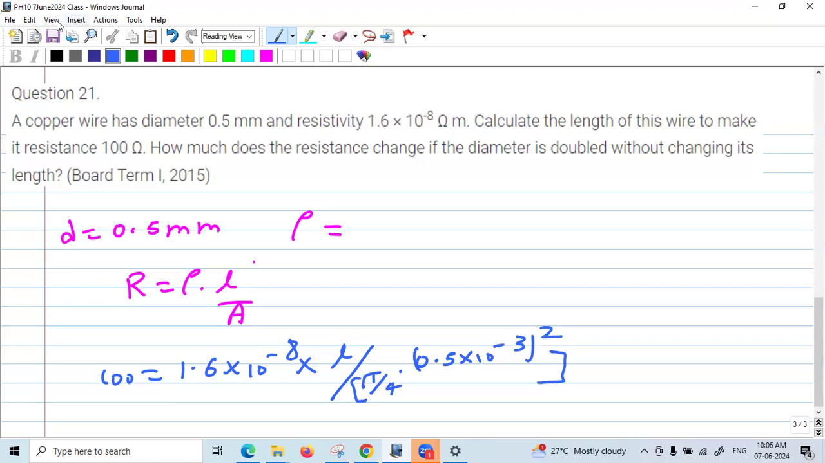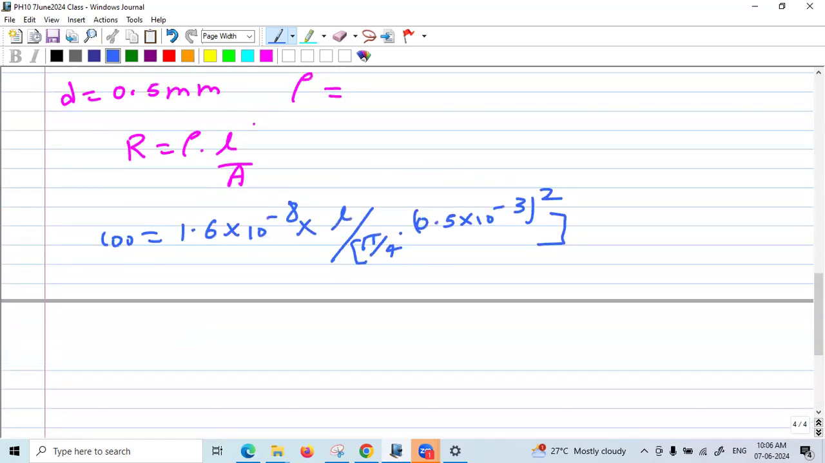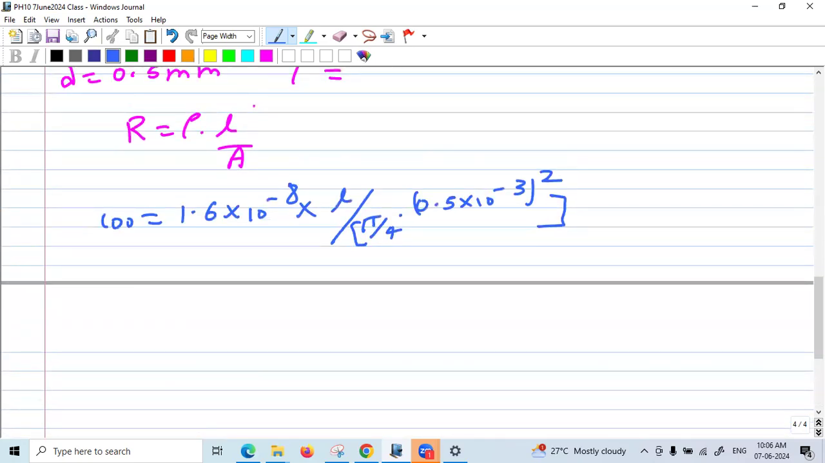Sir, how does pi by 4 come? Just a minute. Area of a circle is pi r squared, right? And r I can replace as d by 2, so this becomes 1 by 4, or pi by 4, d squared. Is that clear? Or you can find r and then use pi r squared. Both are the same.